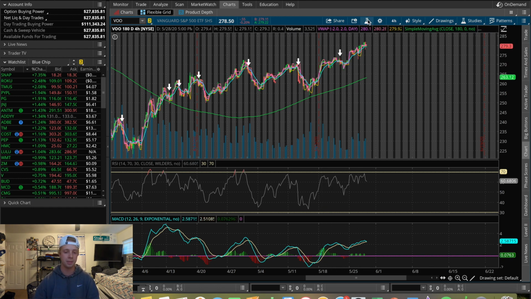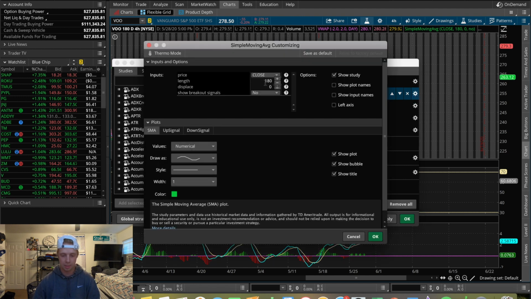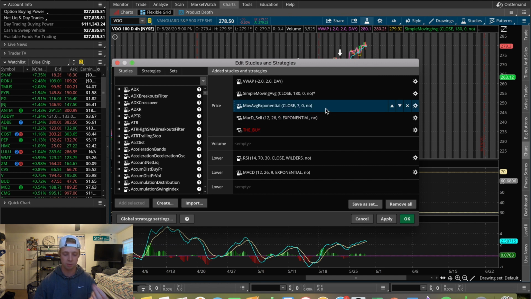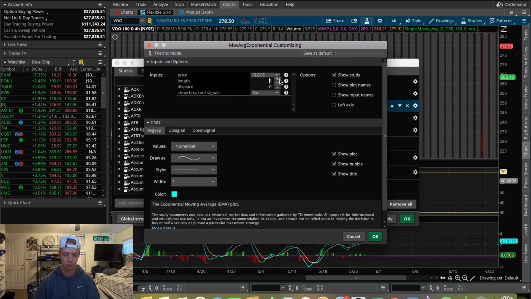Now, if you want to learn how to add these, if you are using the TD Ameritrade Thinkorswim platform, you just go up here and click Edit Studies. Now the first is the simple moving average right here, close, and then you can change this if you go into settings. I have it at 180, and you can set it to whatever you want, but that's what I believe helps me the best.